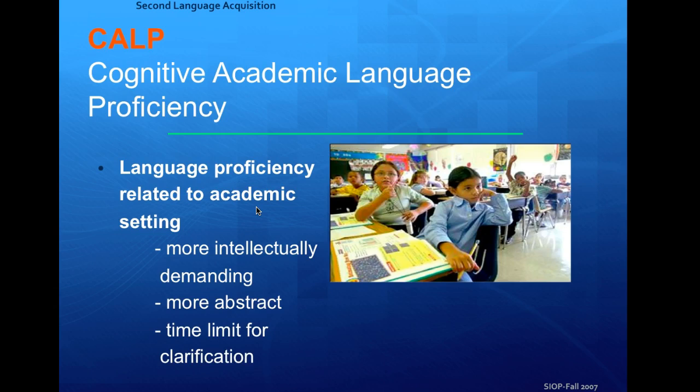Jim Cummins also advanced the theory that there's a common underlying proficiency between two languages. Skills, ideas, and concepts students learn in their first language can be transferred to the second language. It depends on how closely related those concepts are. So academic language proficiency is related to the academic setting. It is more intellectually demanding. It is more abstract. And there is a time limit for clarification.